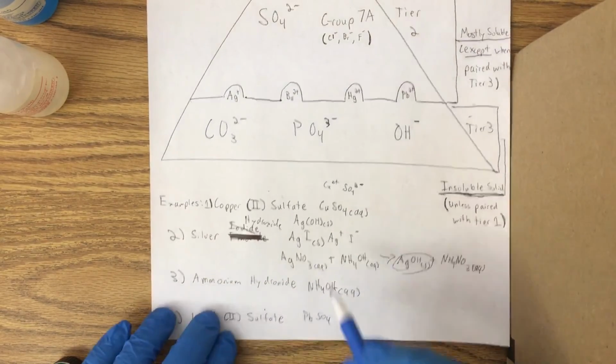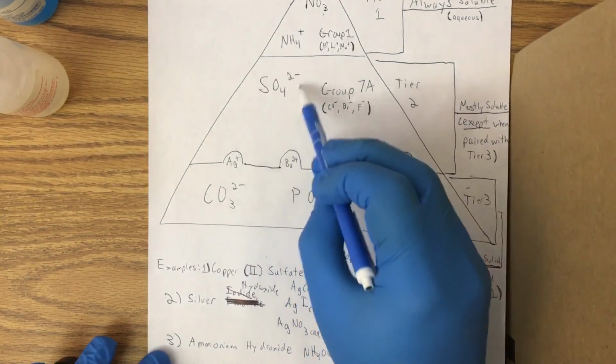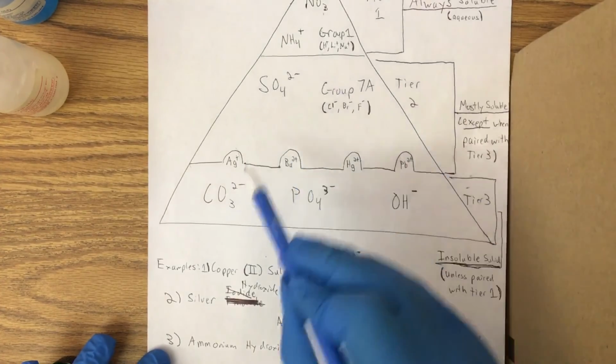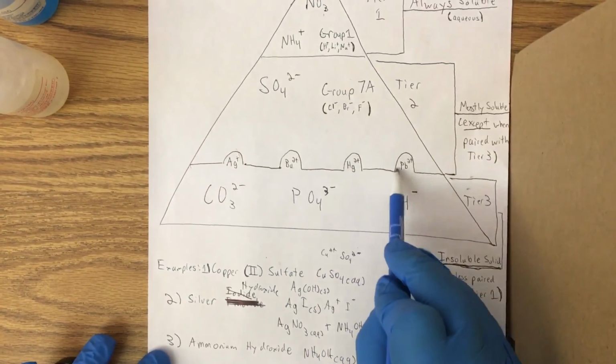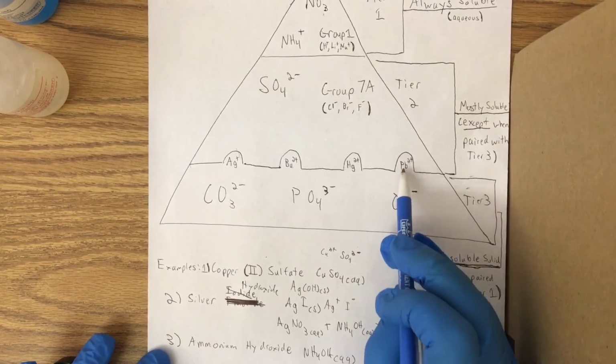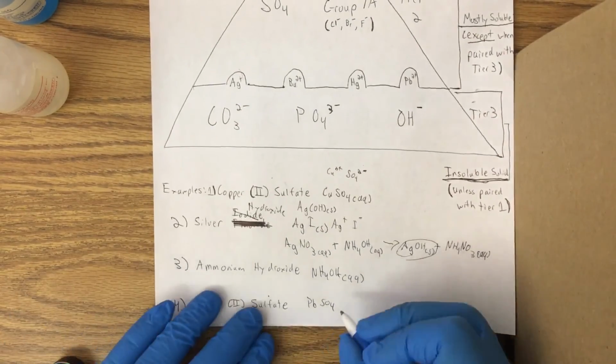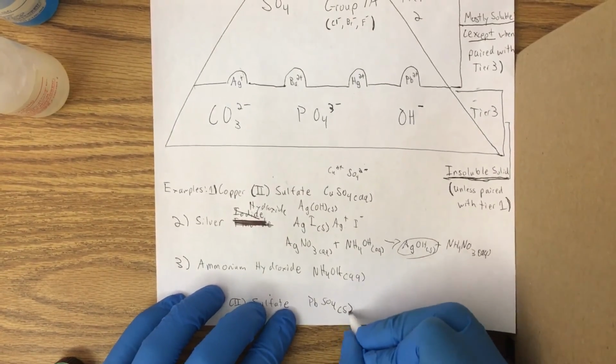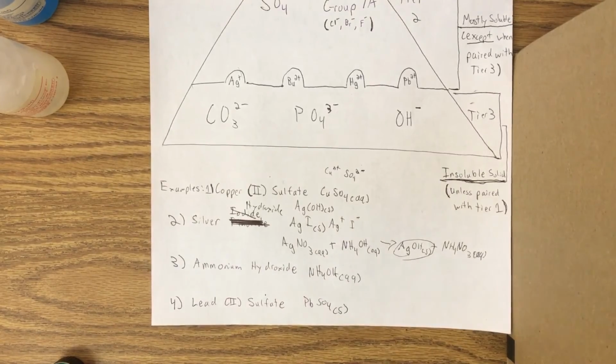Lead sulfate, PbSO4, contains a sulfate group, so it's from this tier. We would normally expect it to be soluble unless it's paired with one of these elements. It's paired with lead in this case, which is one of the exceptions. So we would expect lead sulfate to form a solid, to not be able to be soluble in solution.